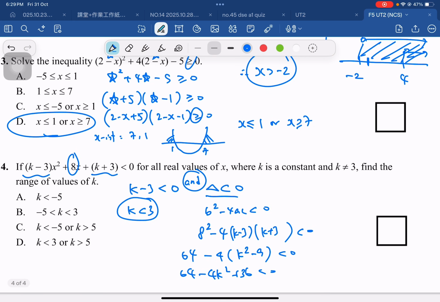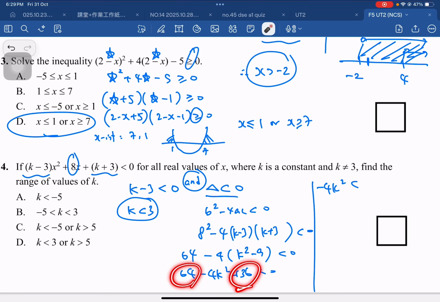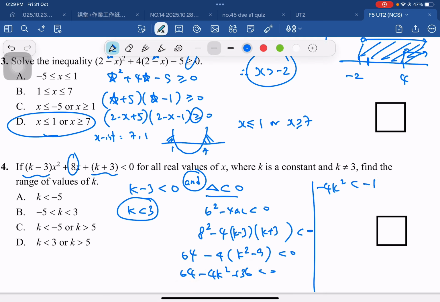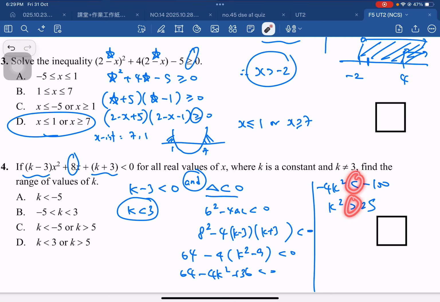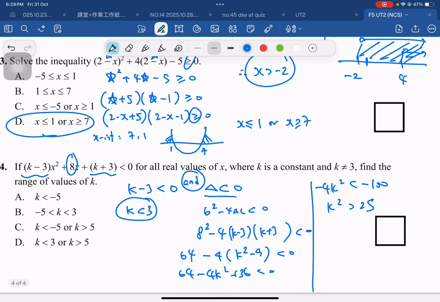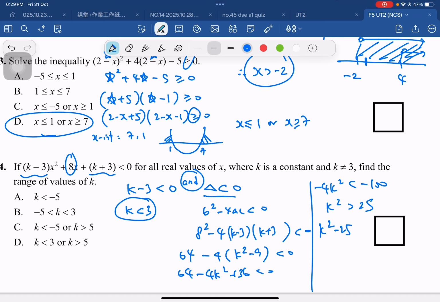And now I have negative 4k squared is more than, I move this 64 and 36 to the left-hand side, and on the right-hand side becomes negative 100. So k squared must be greater than 25. So why did I change the sign? Because I divided by negative 4 at the same time. And now it becomes k squared minus 25 greater than 0. So the k-intercept is going to be equal to 5 or negative 5.